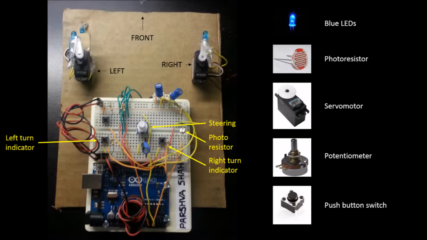The major components used are 1 blue LEDs to simulate the headlights, 2 photoresistors, one for the ambient light sensing, and the other is placed on the front left to sense light from an oncoming vehicle, 3 servo motors to simulate the motion of the headlamps, and a potentiometer to simulate the steering motion.